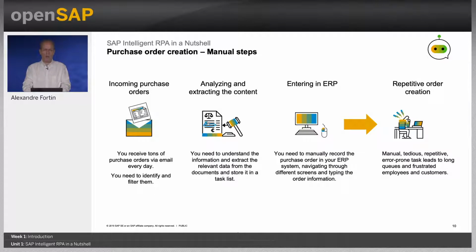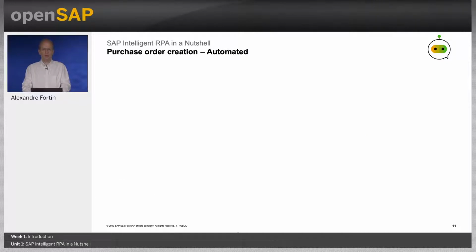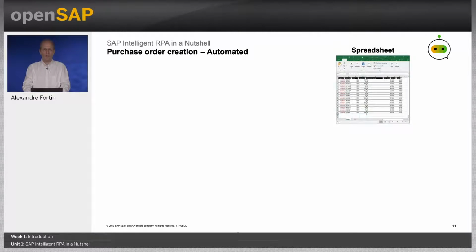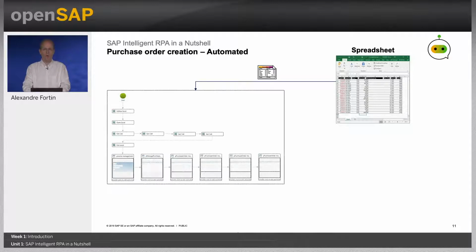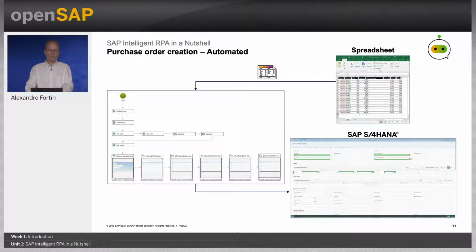And here, this is how automation could handle this process, this task. You have a robot that will first read the spreadsheet. Row after row, all the fields will be translated to the corresponding transaction in your favorite ERP system. Once put in place, it will continue to work to help the team.